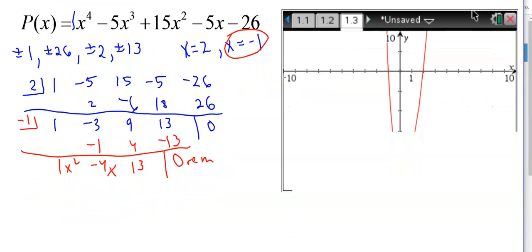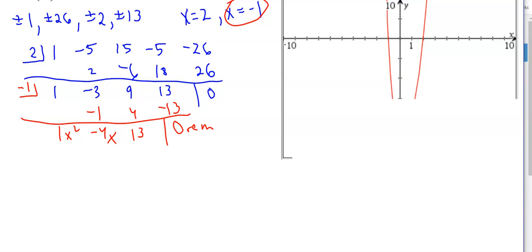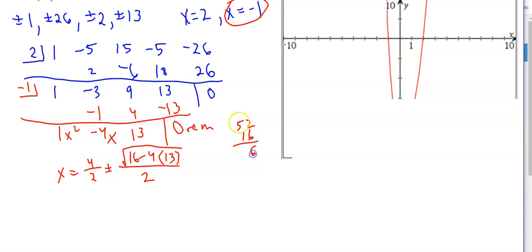And just look at the graph. You can see it doesn't cross the x-axis anywhere else. So I'm expecting that when I do the quadratic formula, it will give me some imaginary solutions. So let's see what happens. x equals the opposite of b, which is 4, over 2 times 1, plus or minus the square root of 16 minus 4 times 1 times 13. 4 times 13 is 52, and 16 minus 52, you could use a calculator for this if you need to, gives -36 here.